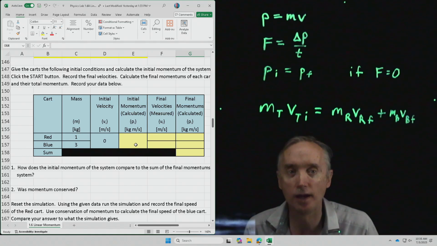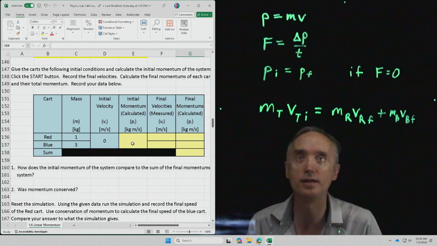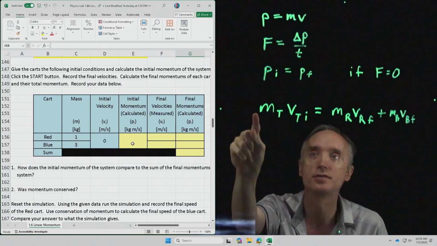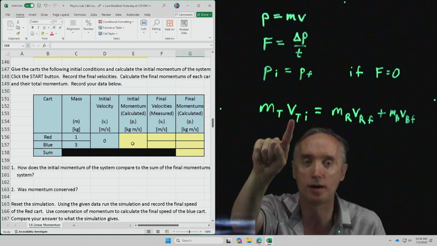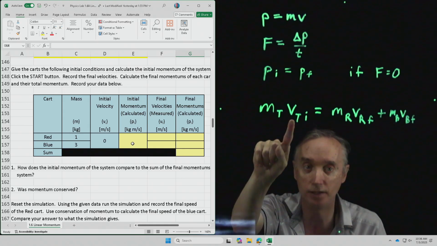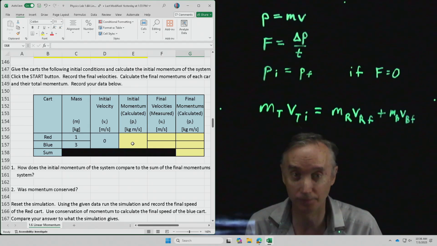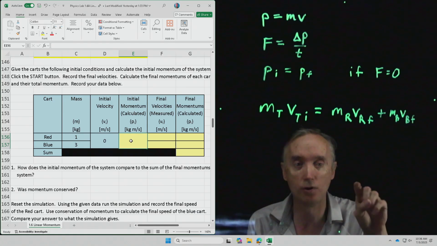Now you have to figure out what's the initial momentum. Okay, so to find the initial momentum, you're going to need to do this part right here. You have to find the total mass and multiply it by the initial speed, the initial velocity, which is going to be pretty easy. And then you're going to put that number right there. Okay, then you're going to hit the go button.